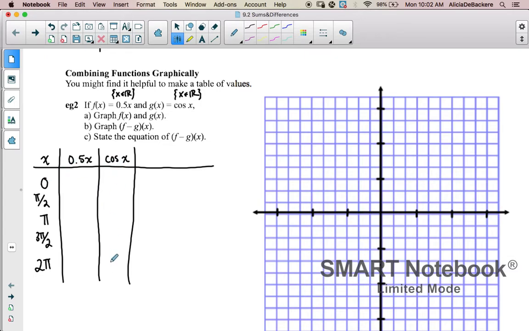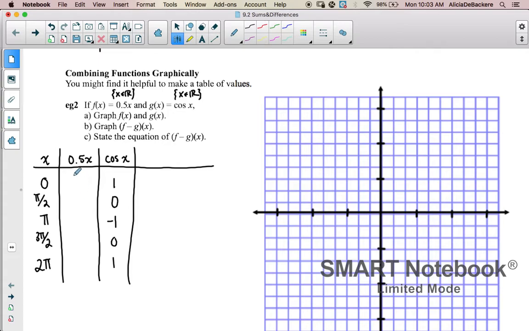I'm going to actually do the cos graph first because it's the easiest one. The cos graph at 0 has a height of 1, and then it goes to 0, then it dips down to a minimum, and back to 0, and then back up to a max. It's nice and fresh in our heads because we did our trig unit recently. Now I need to figure out what is half of all of these x values.